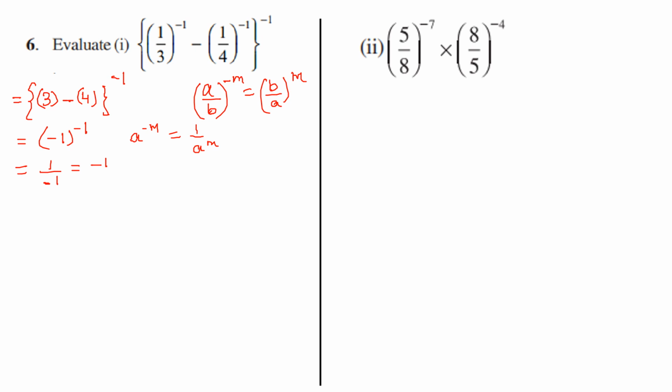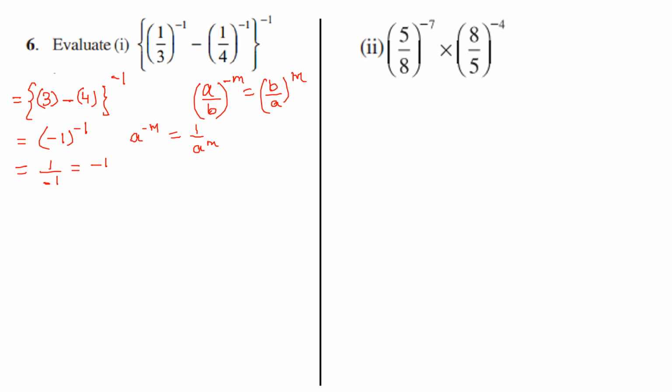Here it is (5/8)^(-7) multiplied by (8/5)^(-4). Now if you see here, in the first one it is 5 by 8, and in the second one it is 8 by 5. And 8 by 5 is nothing but the reciprocal of 5 by 8, right? So here I am going to use the law (a/b)^(-m) equals (b/a)^m only in the first part, because if I change only the first part, my base will become the same for both, isn't it?